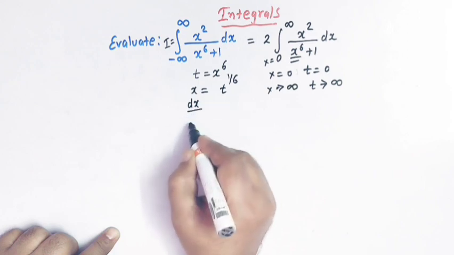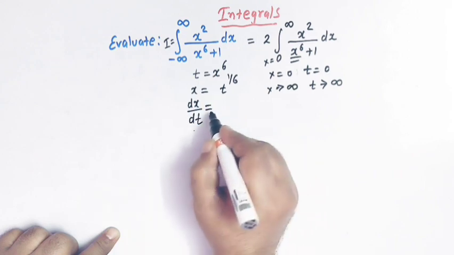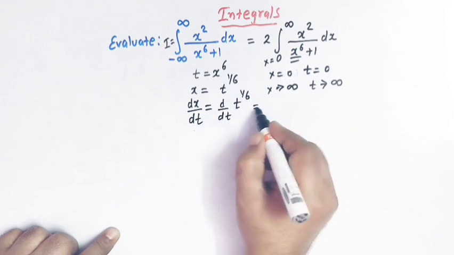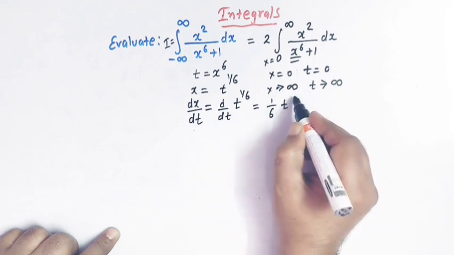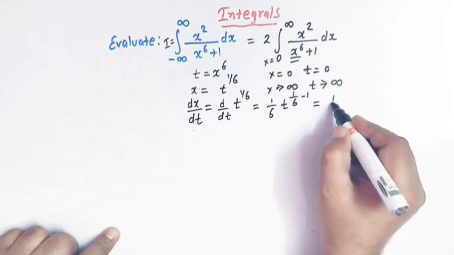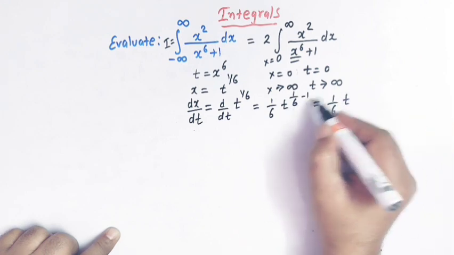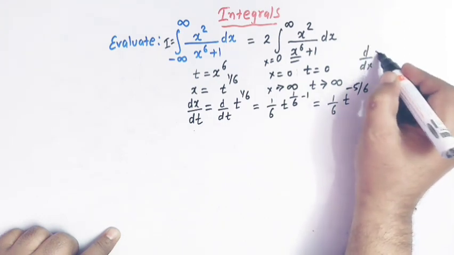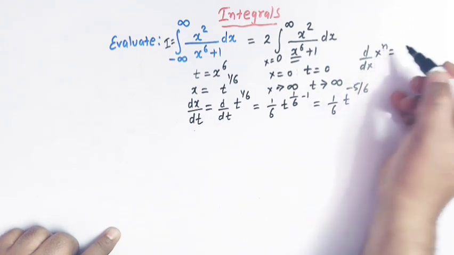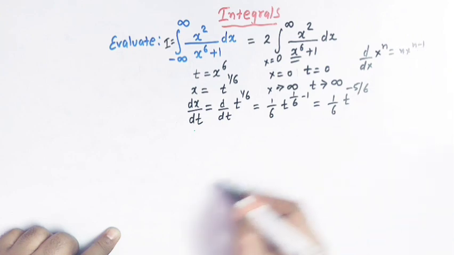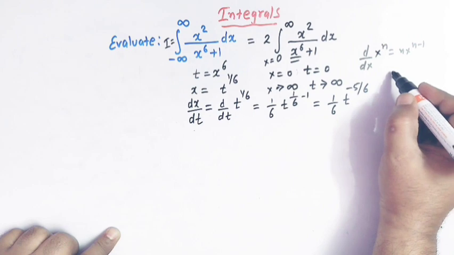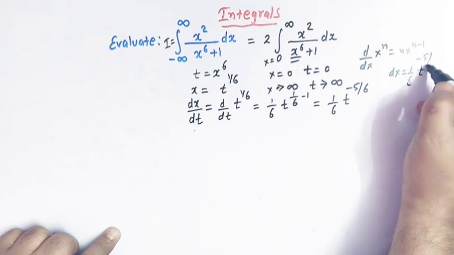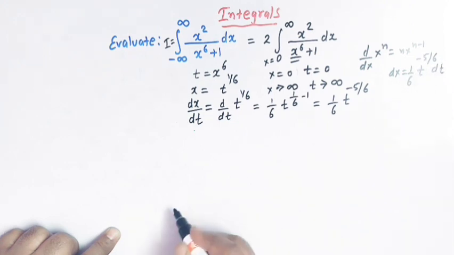So here x is equal to t raised to 1 by 6. Let us differentiate x with respect to t. So dx over dt is the derivative of t raised to 1 by 6. So we have 1 over 6 t raised to 1 by 6 minus 1. So this is 1 over 6 t raised to minus 5 by 6, right? So here we have used this result, that is the derivative of x raised to n is n x raised to n minus 1, right? So now dx can be written as 1 over 6 t raised to minus 5 by 6 dt, right?